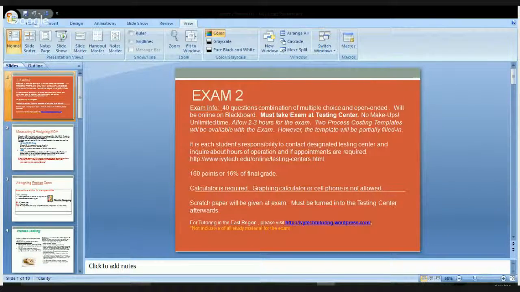All notes, anything that you have, you can use, but you can't, of course, corroborate with other students in the class and do not communicate with them once you've taken the test either.